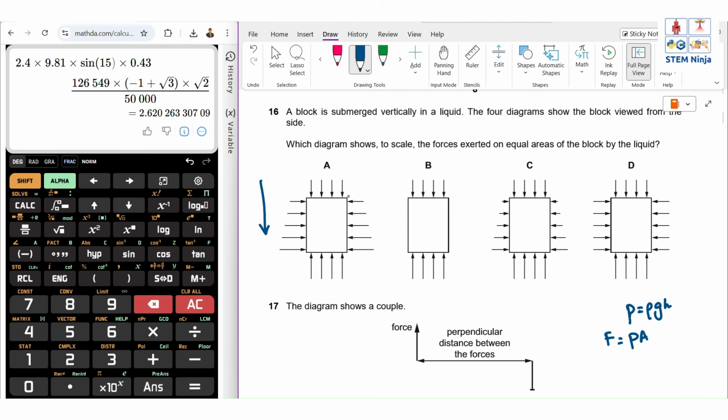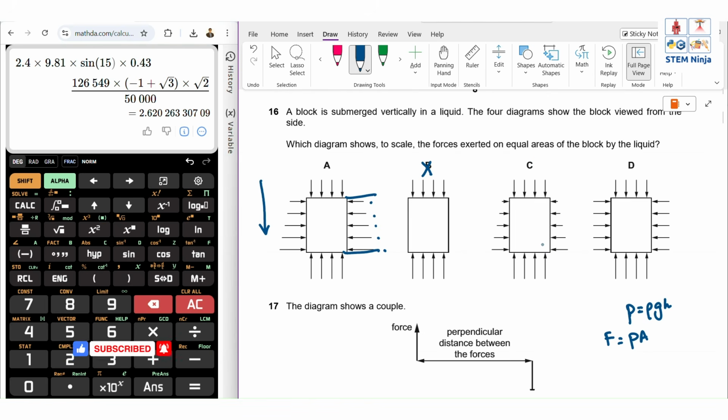So force at the top, force at the bottom, pressure at the bottom will be high. That means force at the bottom will be higher. As you can see, the force is getting larger as we go downwards. This seems to be correct. But let's see the other options also. This would be incorrect because it does not take into account the forces on the side.